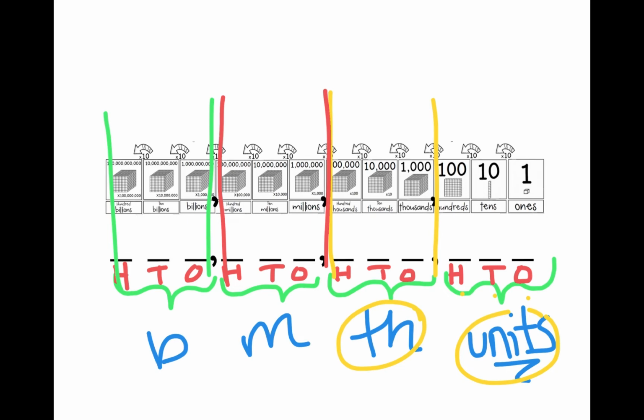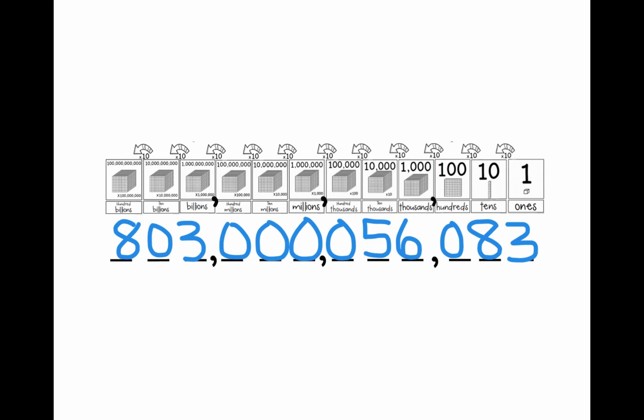Now I'm going to just craft a random number. Here's my beautiful number I created. Notice it does not have any billions, but I still had to go in and add those placeholding zeros if I wanted to make my number go all the way to the 100 billions place.